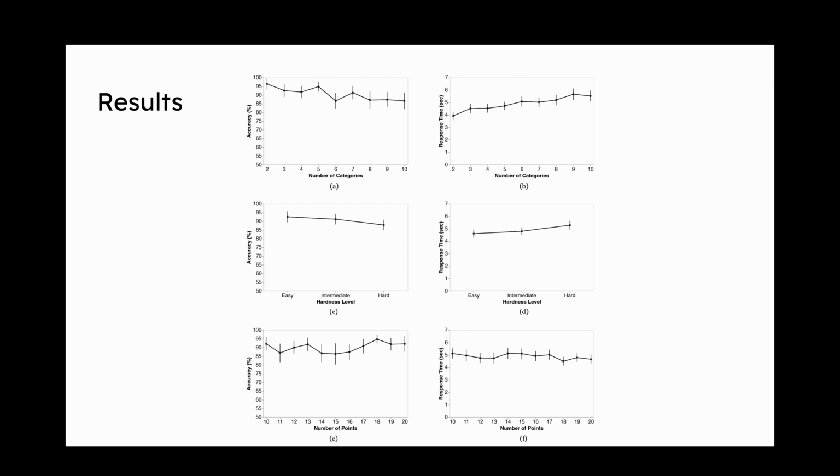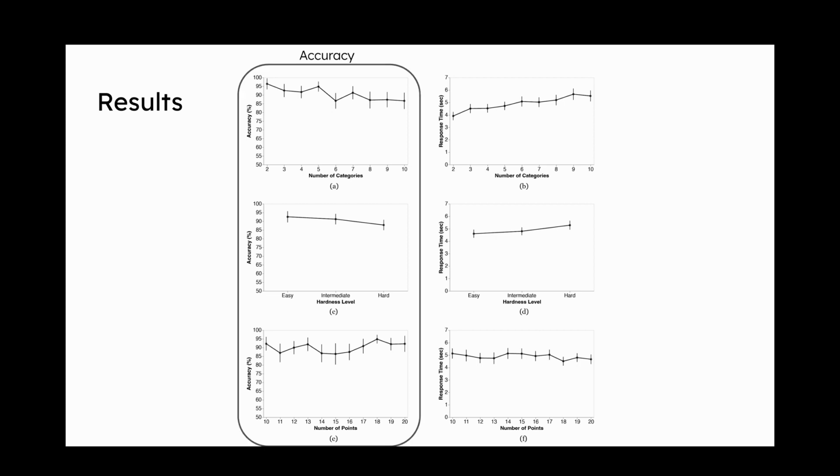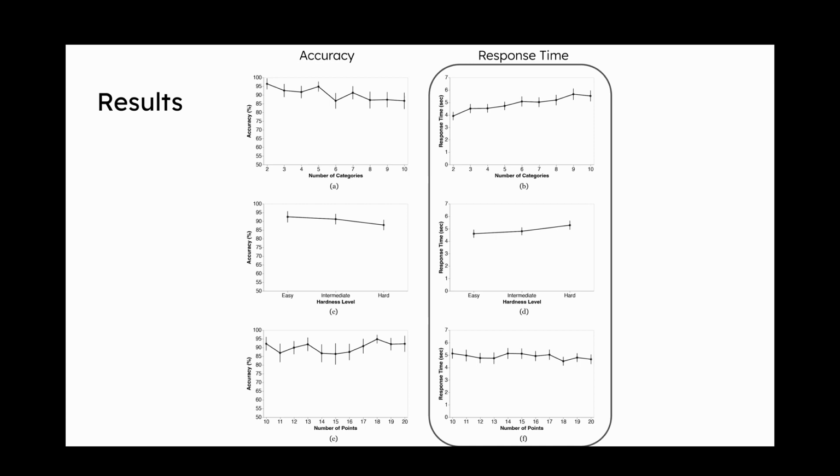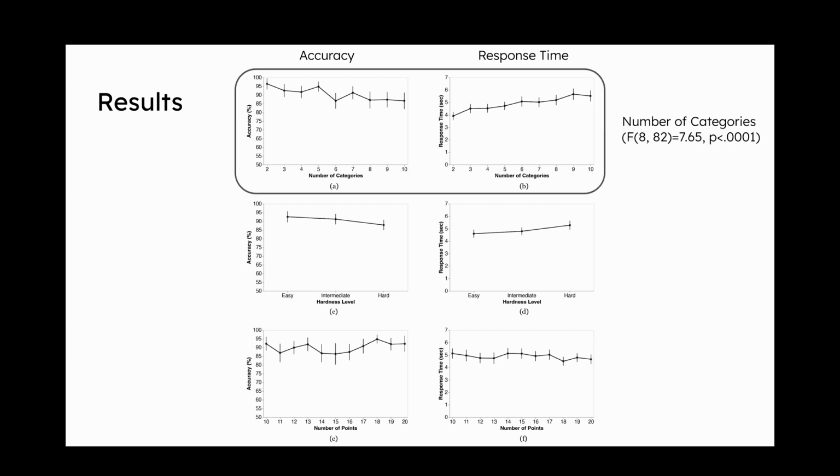Let's see the results. The first column is showing the accuracy, and the second column is showing the average response time to a single task. The first row shows the results broken down by category number. We can see that people were both less accurate and slower with higher numbers of categories.